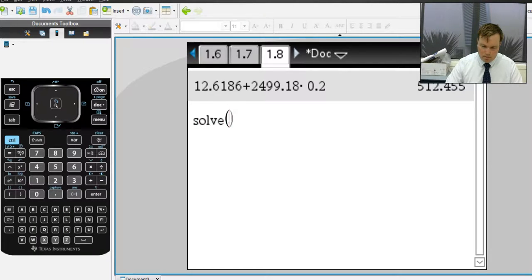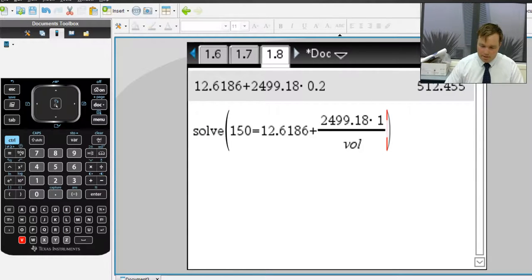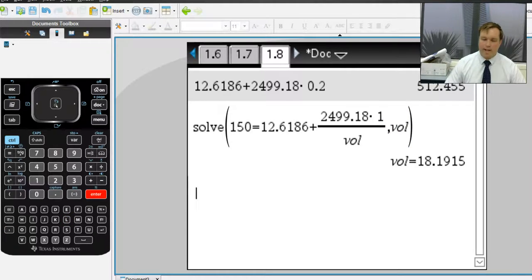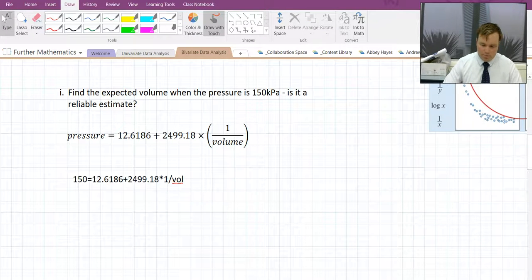Solve. Well, that worked out nicely, didn't it? Comma vol. 18.919. So here our volume is equal to 18.19.